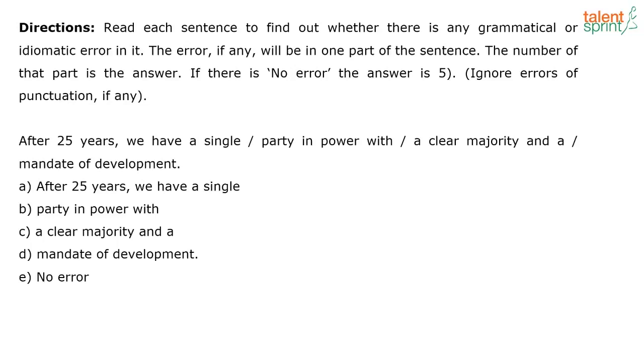So let's look at this. Let's read again, okay? After 25 years, we have a single party in power with a clear majority. So those of you who said part B, what is wrong with part B? Thankfully, everybody was fine with part A because there is no error actually, right? After 25 years, we have what? A single party in power. Some party is in power, okay, with a clear majority. So with as a preposition is also fine there, bringing in that this party that is in power has a clear majority and a mandate of development.